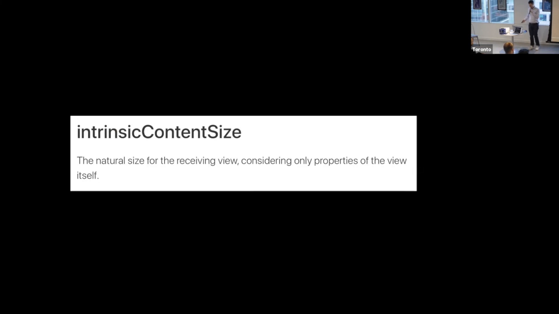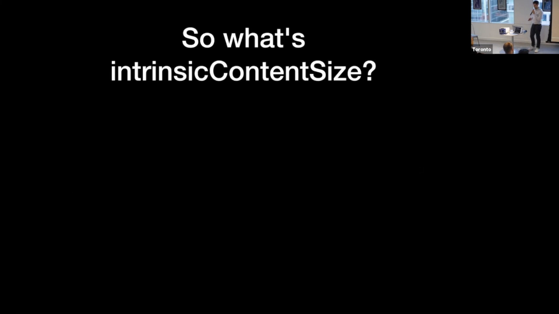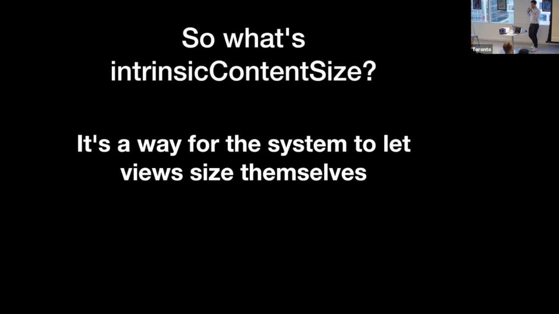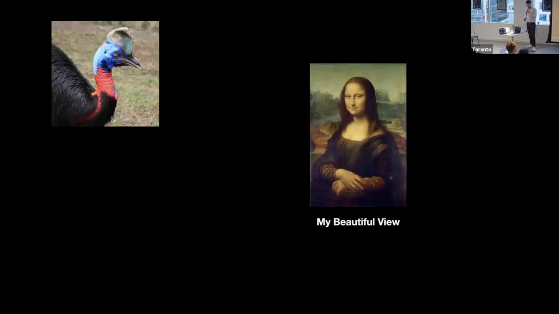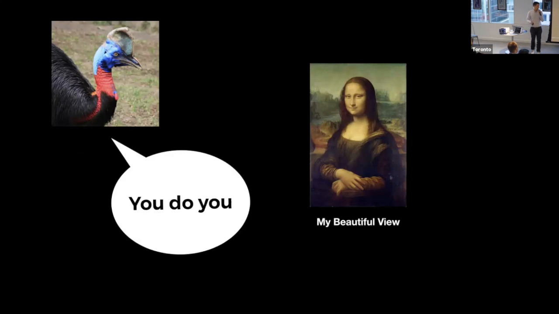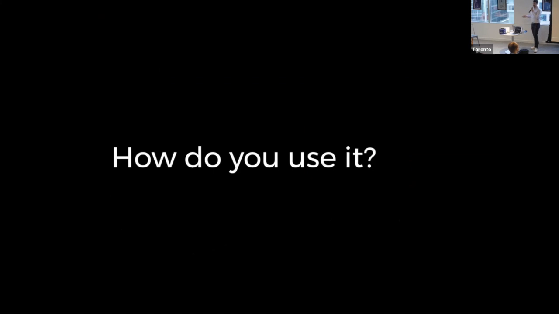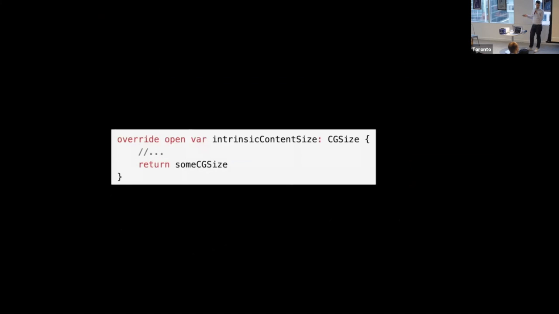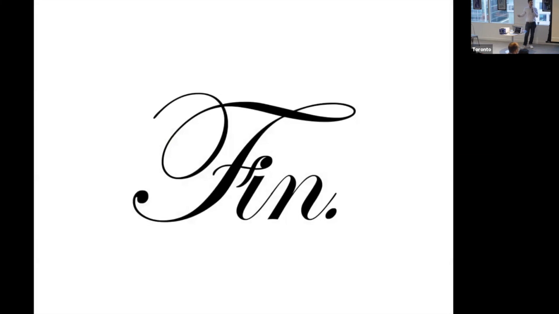But alas, what is intrinsic content size? Essentially, it is a way for the system to let your views size themselves based on their content. It's like if you have auto layout on the left and your view on the right, it's like auto layout telling your view, you do you. So how do you use it? It's actually pretty simple. All you have to do is override a single property. Override intrinsicContentSize, whoop, return the size that you want, and you're done.